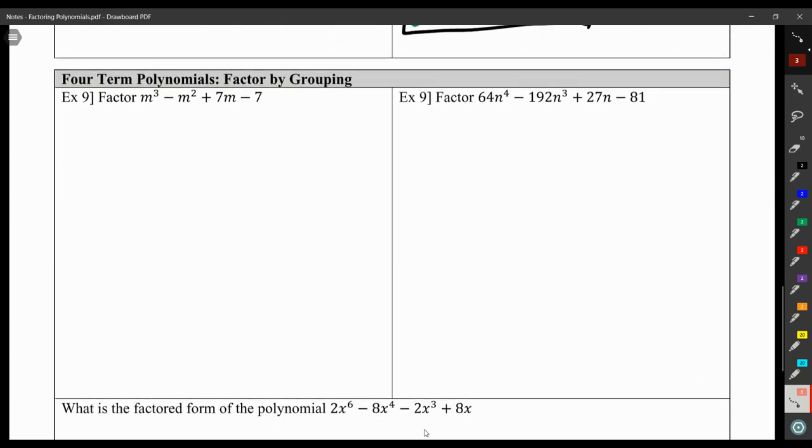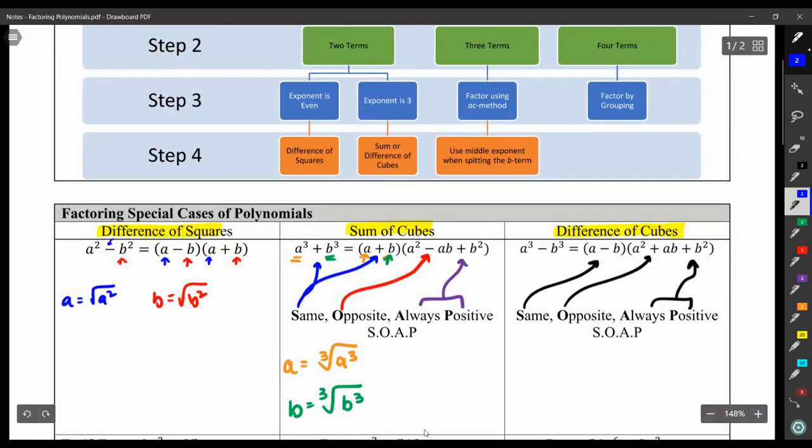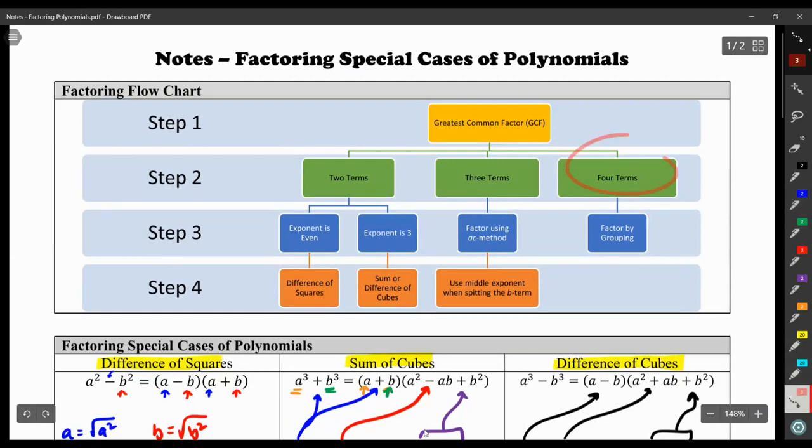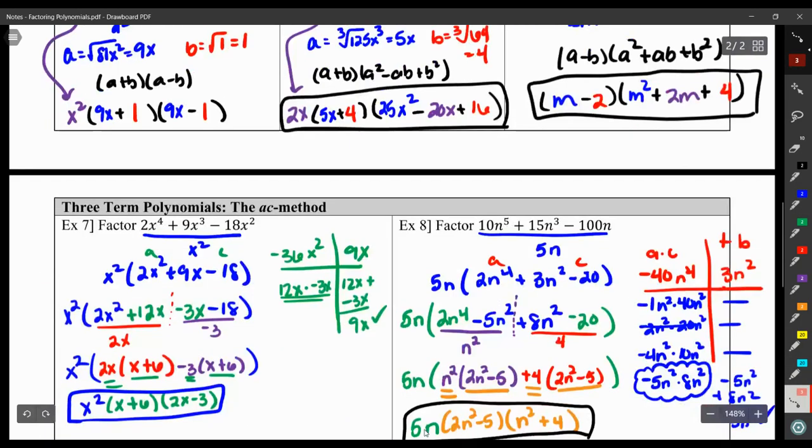So if you look at number 9, first look for a common number overall, but m to the third, m squared, 7m, and 7, there's no common number that I can divide out because I can't take an m because this one does not have an m, and I can't take a 7 because these two don't have 7s. So we have to do the factoring by grouping process because there are 4 terms, and according to my flowchart, if there are 4 terms, we factor by grouping.